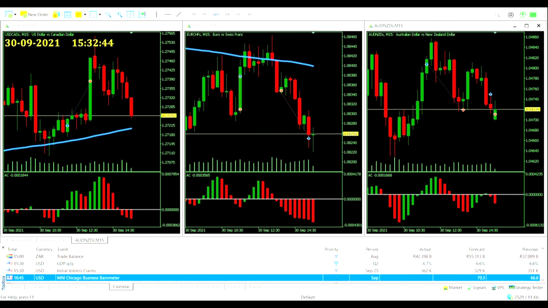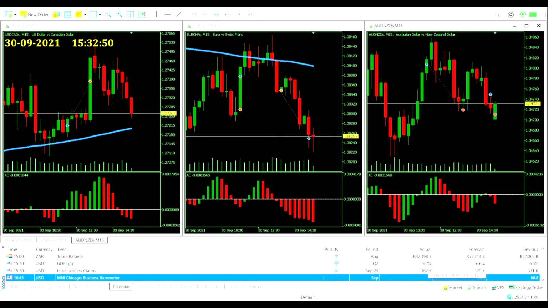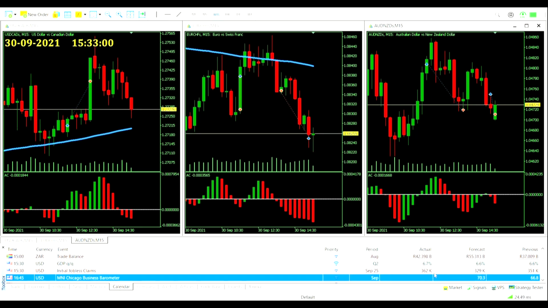And the US numbers coming through pretty sharp there. GDP quarterly, the tiniest possible beat for them, 6.7 actual against that 6.6% forecast. And the weekly initial jobless claims, 362,000 against the forecast of 329,000. Around about a 10% miss there. Not ideal, but certainly could have been worse.